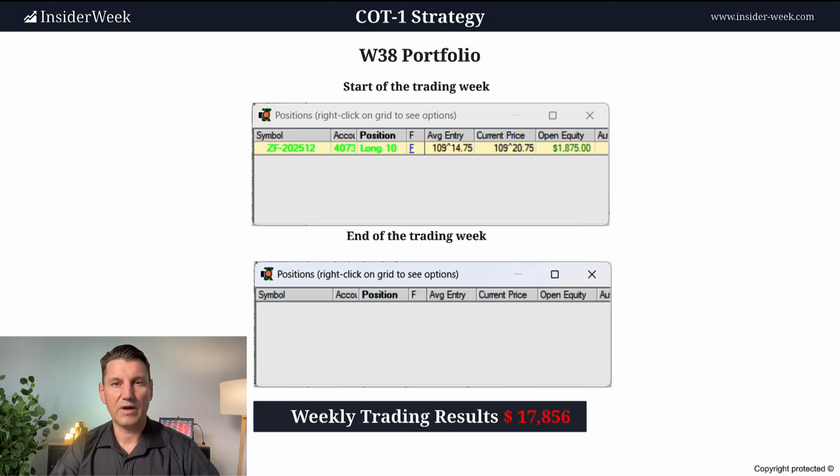So here you can see my first trading strategy, the CFTC trading strategy. I started the last trading week with an open trade in 5 years T-Notes. I was 10 contracts long and had an open profit. At the end of the week, as you can see, my portfolio is empty. The weekly result is minus $17,856.